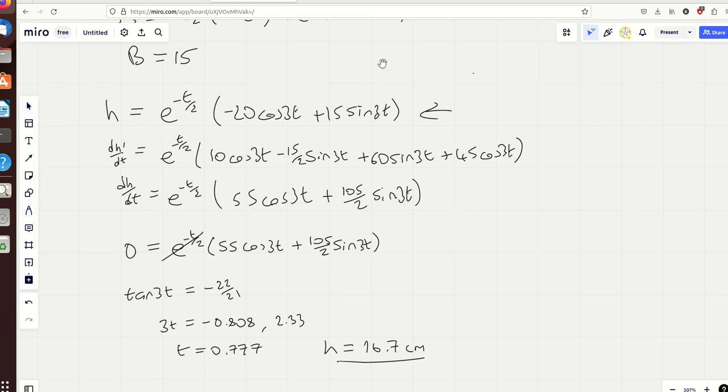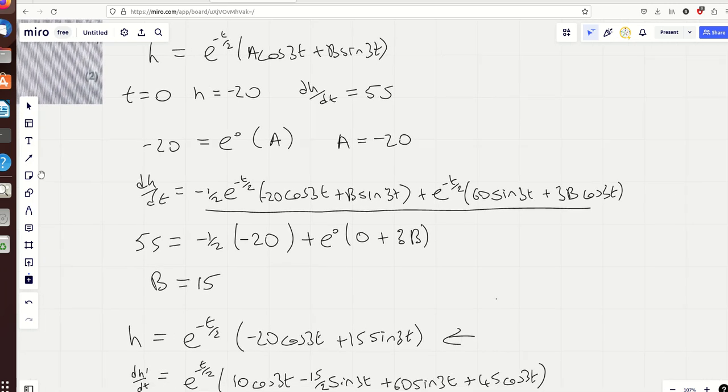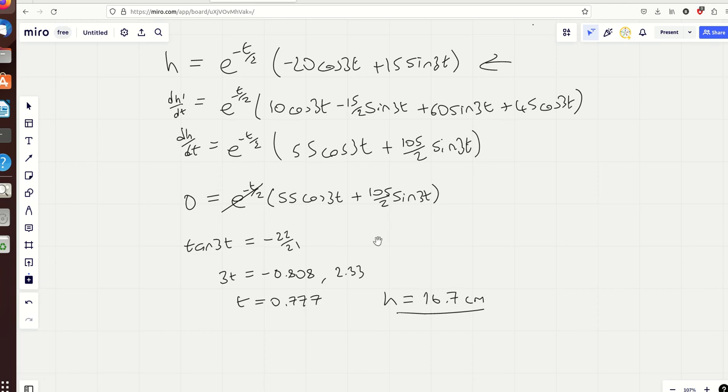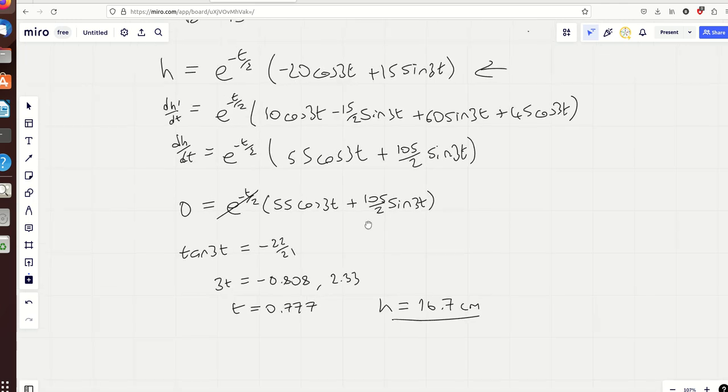And then what does it ask for at the end? Comment on the suitability of the model for large values of t. Well, one thing I would say is this is never going to stop vibrating, and so that's slightly unrealistic. But otherwise, it looks pretty realistic to me. So it's probably one of those questions where you can argue either way.